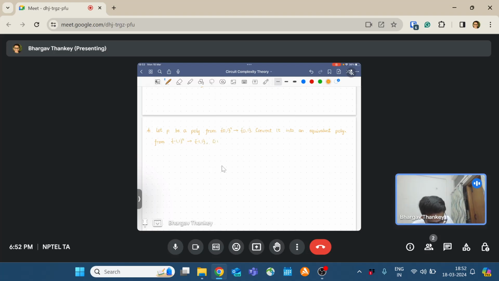0 should map to 1. So we have a polynomial from 0,1 to 0,1, and we want to convert this into an equivalent polynomial from minus 1,1 to the n to minus 1,1. We saw something like this in class, but let's see this more explicitly.